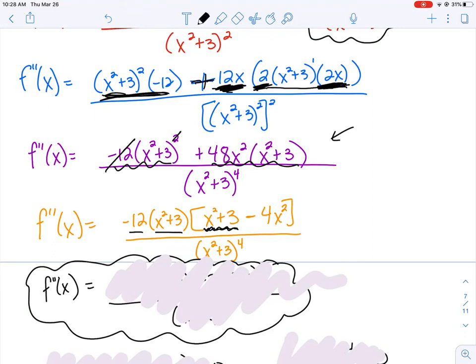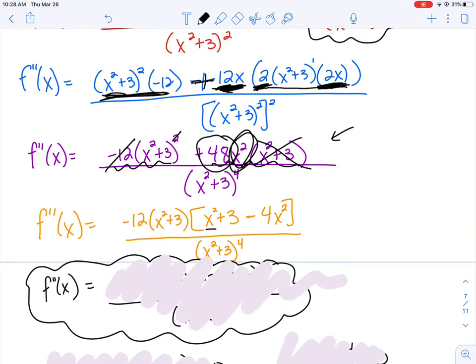In my second term, if I took out a -12, if I divided 48 by -12, I'm left with -4. I took out an x squared plus 3, so that part goes away, but I still have the x squared next to my 48 left over. So again, I took out a negative 12, I took out an x squared plus 3, and I have leftovers then of x squared plus 3 minus 4x squared.